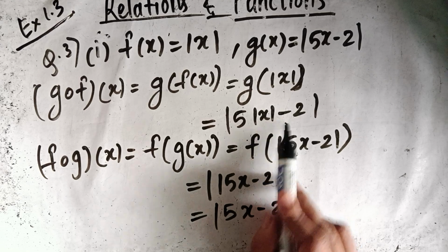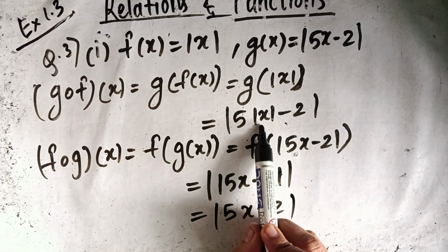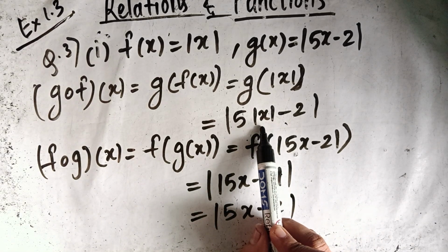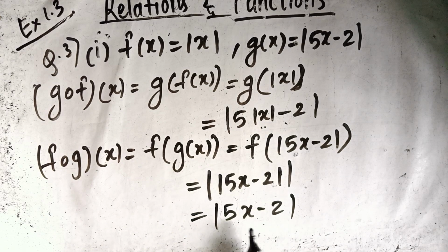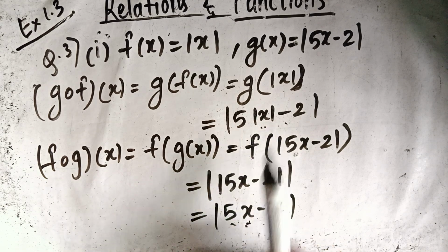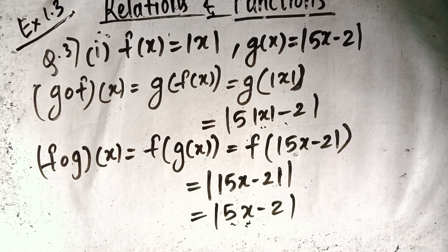This and this are not the same, as this is mod of x. So whatever value we take, if we take a negative, it will be positive, right? But here, if you take a negative value, you'll get a negative minus 5, right? So these are not the same. You can put in values and check.